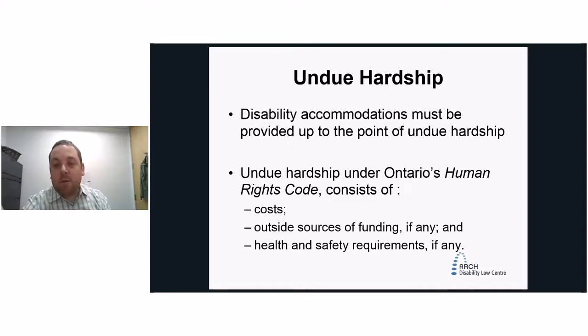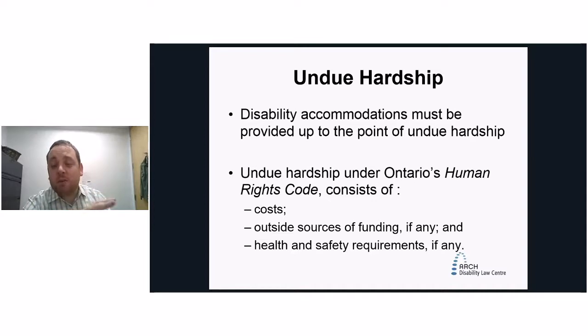But the important thing to remember there is that undue hardship is a very high standard. And the provision of an EA, or whatever a student needs, if it's necessary, usually would not amount to undue hardship on a school board. Health and safety requirements is a difficult one, and it's highly context specific. There's a lot of other legislation that involves these health and safety assessments.